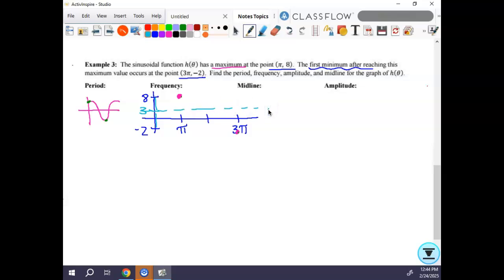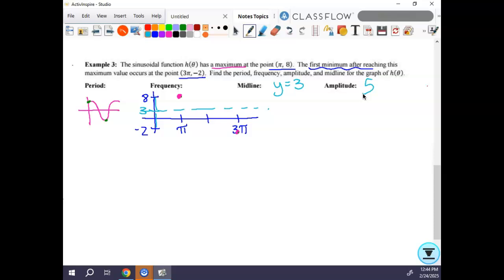Okay. Everybody with me so far? So that means my midline is at y equals 3. We've really already figured out the amplitude. What's that? 5, right? Because we kind of had to figure that out. We didn't have to, but we figured it out to help us find our midline. Everybody with me so far?